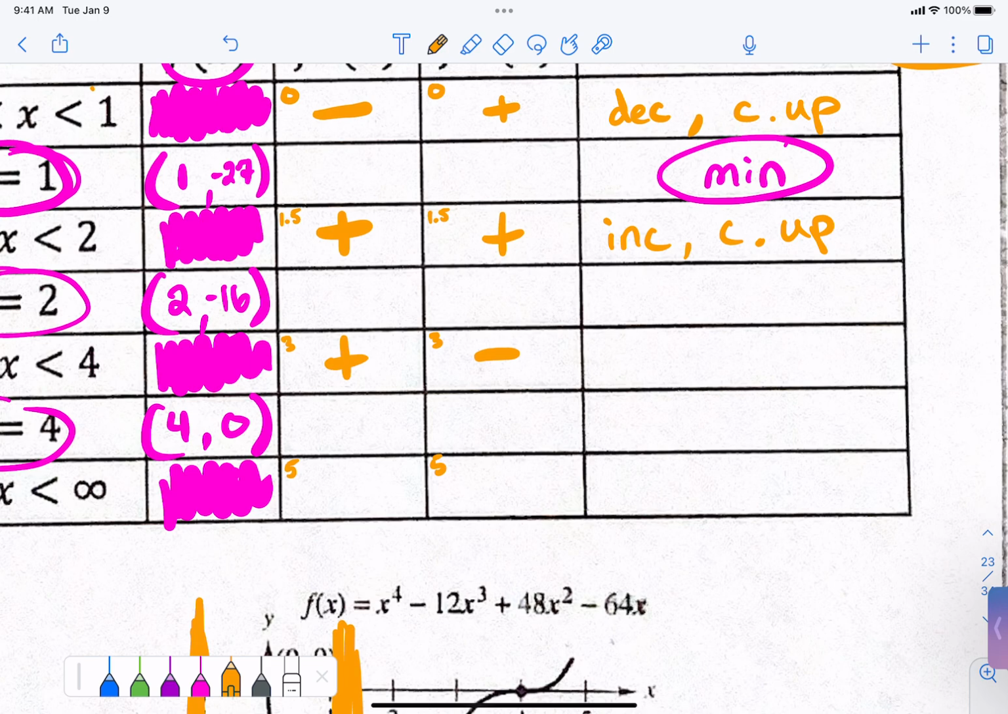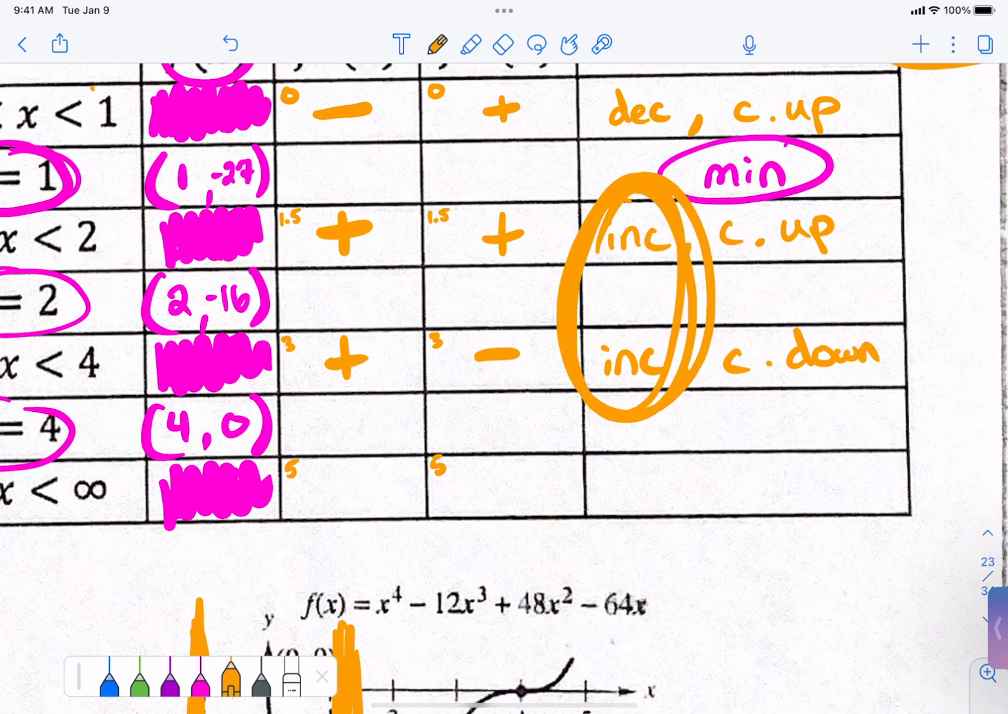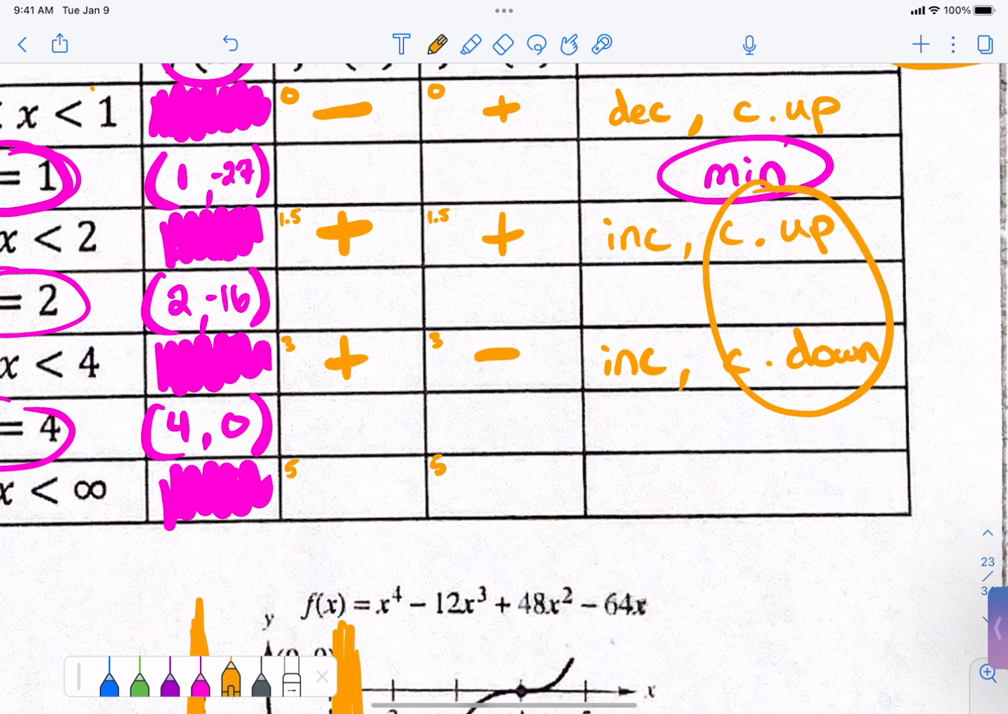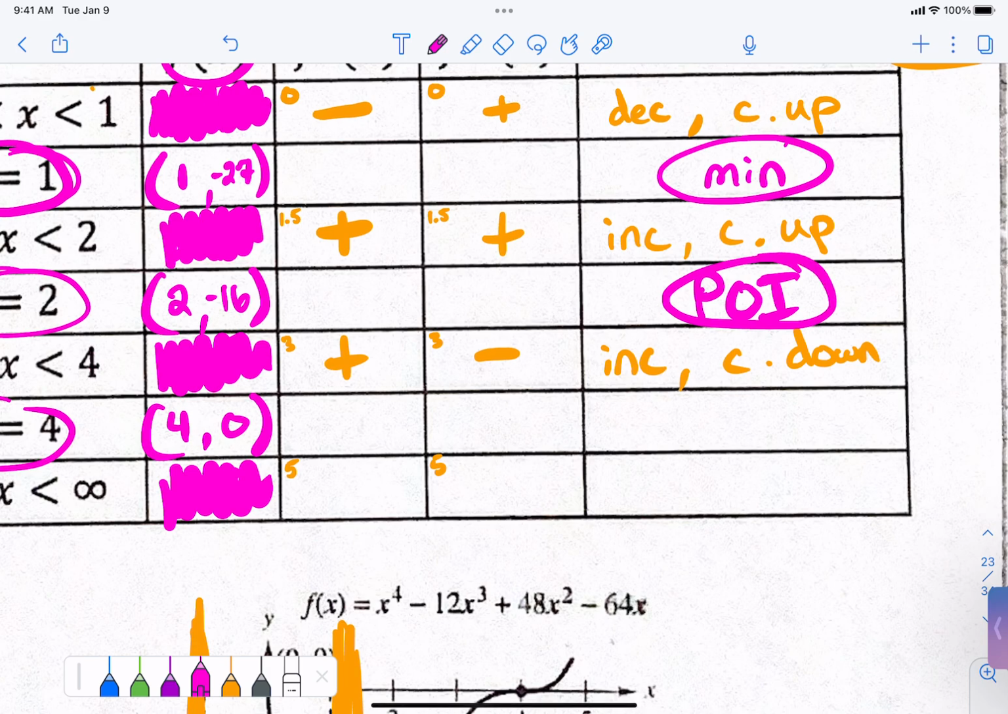Okay, what's happening here? What does this mean? He's increasing, but he is concave down. So he is not a max or a min, but he is switching from concave up to concave down. So he is a POI. Got it?